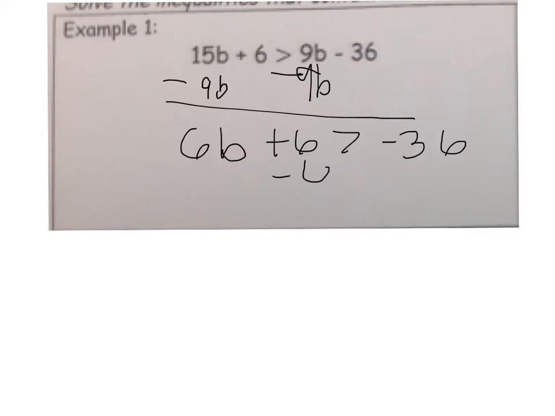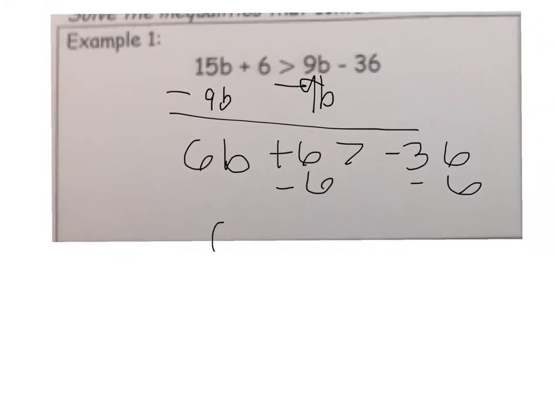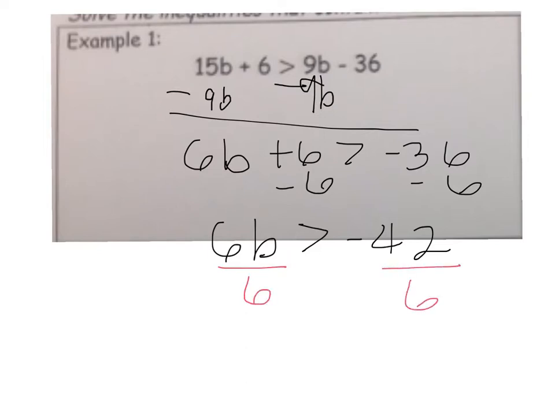I need to subtract the 6 over because I want the 6b on a side by itself. So I have 6b is greater than negative 42. My last step is to divide by 6. And I'm going to have b is greater than negative 7.